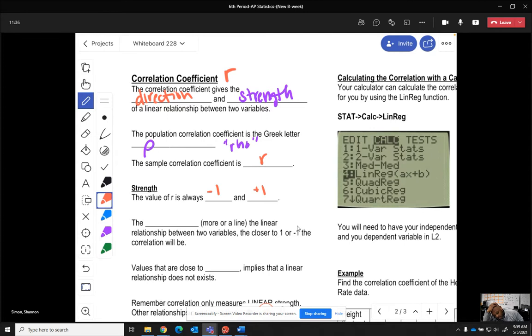The closer the linear relationship between the variables, the straighter or more of a line it is, the closer the value is to 1 or -1. -1 is what we call perfect negative correlation. +1 is what we call perfect positive correlation. That means it's perfect, it's an exact line. So perfect positive, perfect negative. It's an exact line when you look at it.